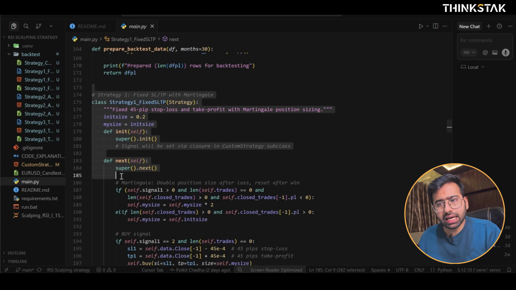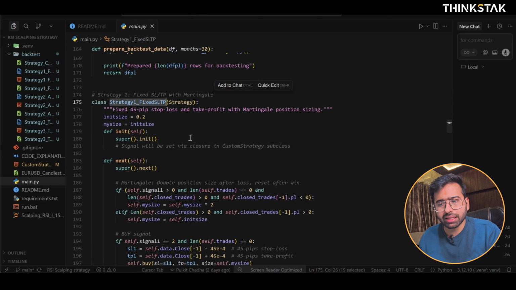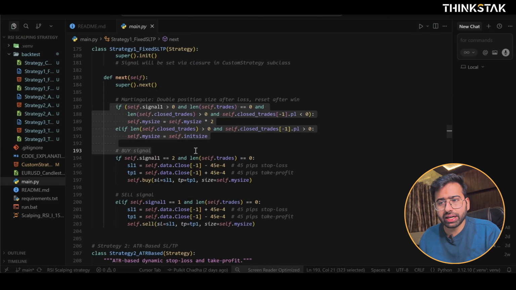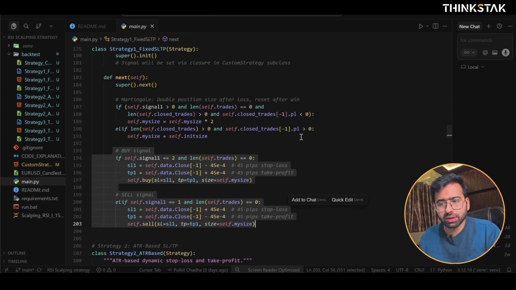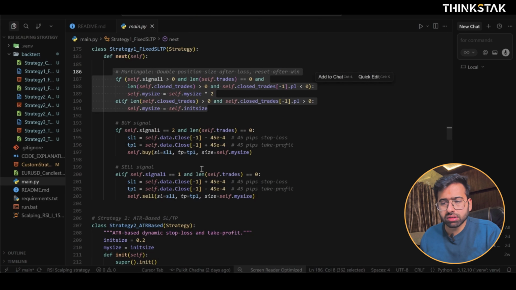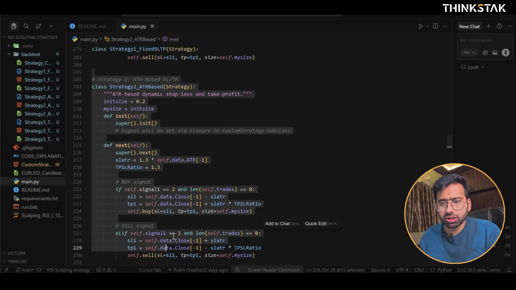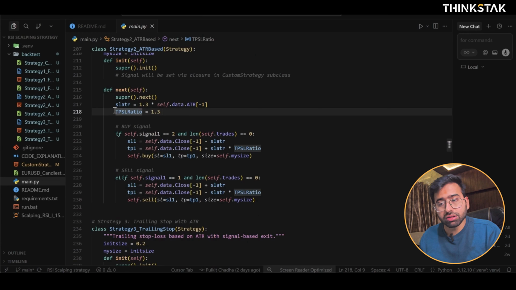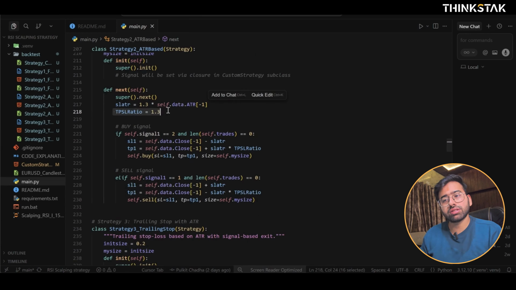And then we have created classes for our strategy. This is fixed TP and SL. You can see here I am calculating my martingale values, and then buy and sell conditions are written over here. No previous trade, signal is equals to 2 buy, signal is equals to 1, that is sell. Above is martingale rules. Same goes for ATR based stop loss. And also one more thing, we have used 1:1.3 as our target and stop loss. Means ATR is 10, then our target will be 10 multiplied by 1.3.